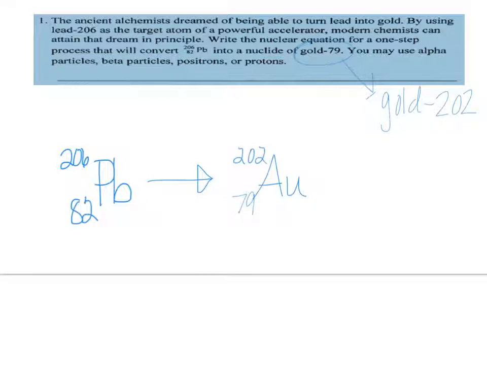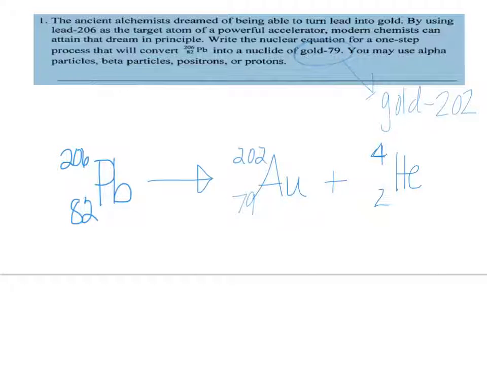So in order to do that, we'll see that we're going to do this, and it says you may use alpha particles, beta particles, positrons, or protons. So first thing we're going to do is go ahead and put a plus sign, and we know that we have 202 on the product side and we have 206. So we're going to put a 4, okay, and then we're going to see where we have 79 and we have 82, and so we're going to go ahead and put a helium particle because we know that alpha decay is possible, and so we're going to put that helium particle.